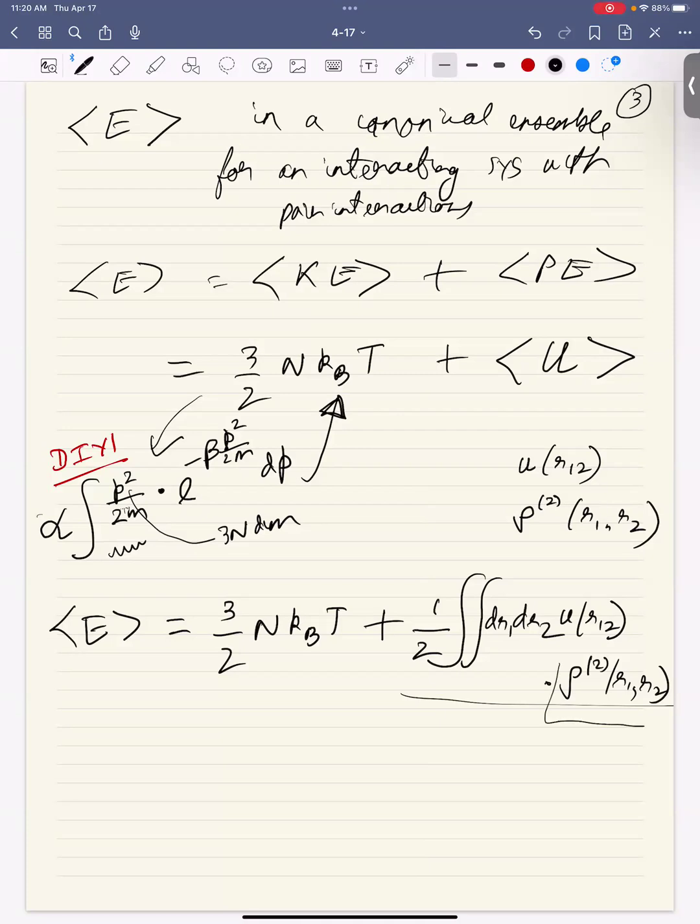But everyone sees why we don't need to multiply it with e to the power minus beta u, because e to the power minus beta u is contained in rho 2. We got rho 2 from P2, right? And P2 is proportional to e to the power minus beta u, okay?